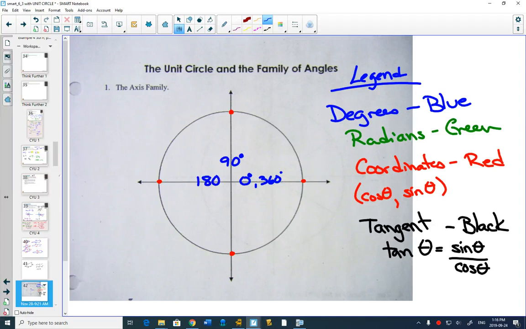Would you agree that this is 180 degrees? 3/4 of the way around is 270 degrees, and then, of course, all the way around is 360. And we could keep going if we wanted to say more coterminal angles, but we'll just go once around the circle. Switching colors in radians, 0 and 360 would be 0 and 2 pi.